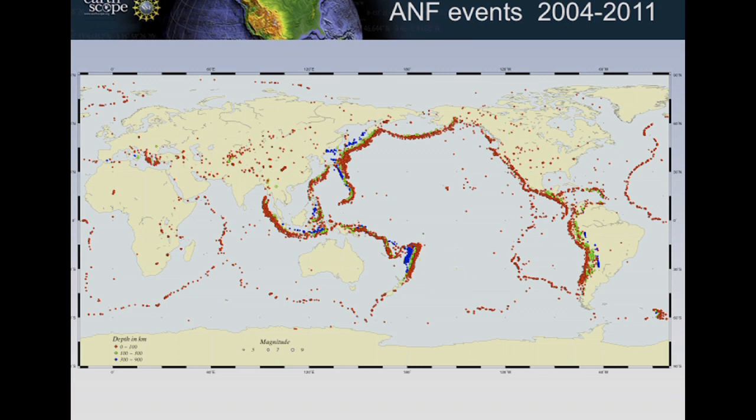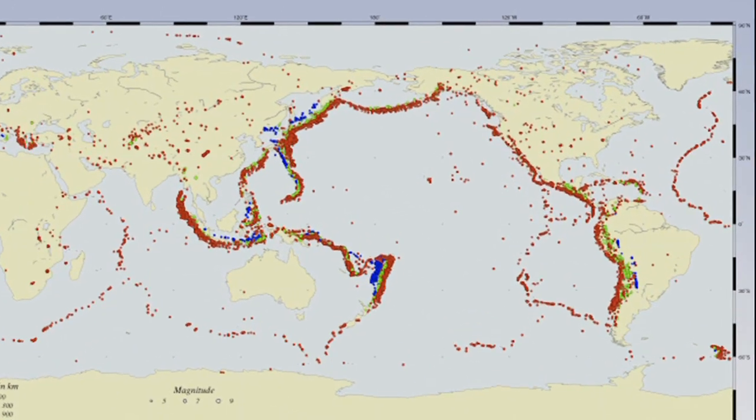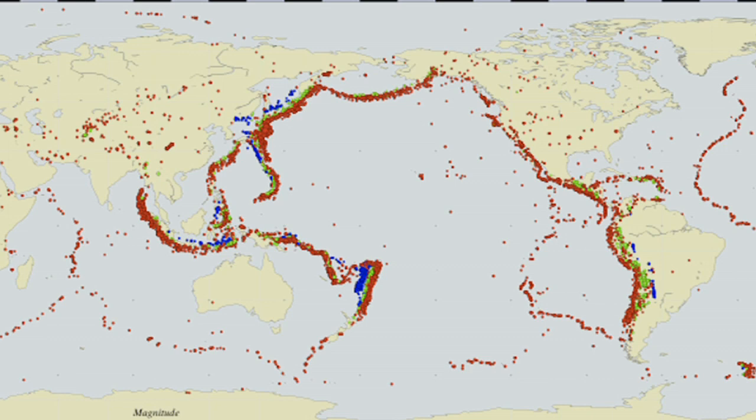So you can see these are all the earthquakes that we have recorded in USArray since 2004. And these are all magnitude 4.5 or above, and we use them to illuminate the crustal structure and mantle structure underneath the North American continent here in a tomographic image.